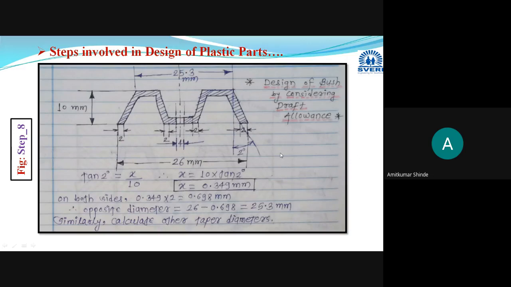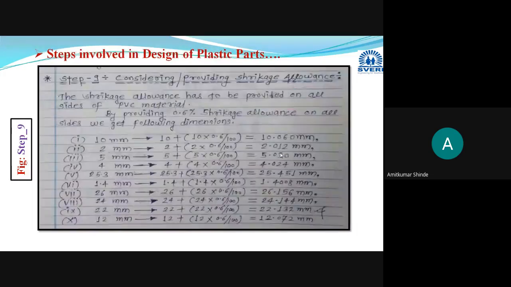Now in the next stage, that is providing the shrinkage allowance, as we have considered the polyvinyl chloride material, for each dimension you have to add the shrinkage allowance. As PVC material is there, the shrinkage allowance is within the range 0.5 to 0.7%, and the average value we are considering is 0.6%. For each dimension you have to provide the shrinkage allowance. Here 0.6% shrinkage allowance we are going to consider.